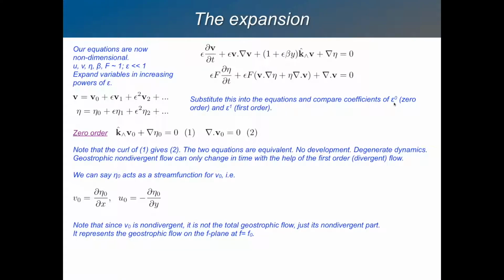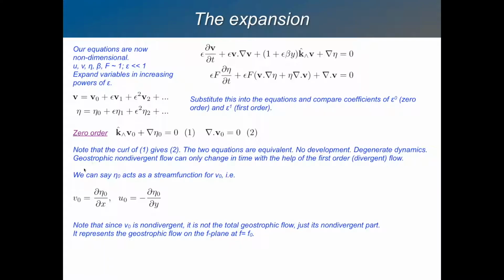So we can start with zero order, so you don't see epsilon, that's zero order. And at zero order, it's pretty trivial, actually. At zero order, you have geostrophic balance. Big surprise, right? And in fact, that's the momentum equations that give you geostrophic balance. The continuity equation will just give you this term here. It's non-divergent. And in fact, the two equations are equivalent. There's no development, and the geostrophic non-divergent flow can only change with time if you add in some first order terms, right? This equation here basically is the same as this equation here, right? Do a substitution and you'll see that.